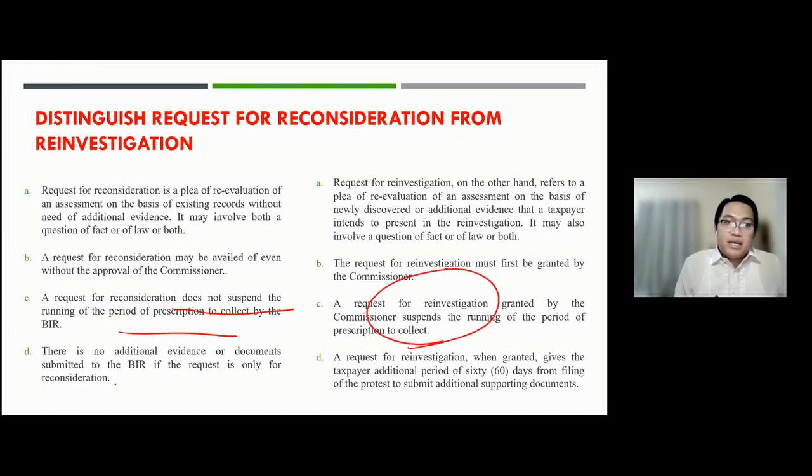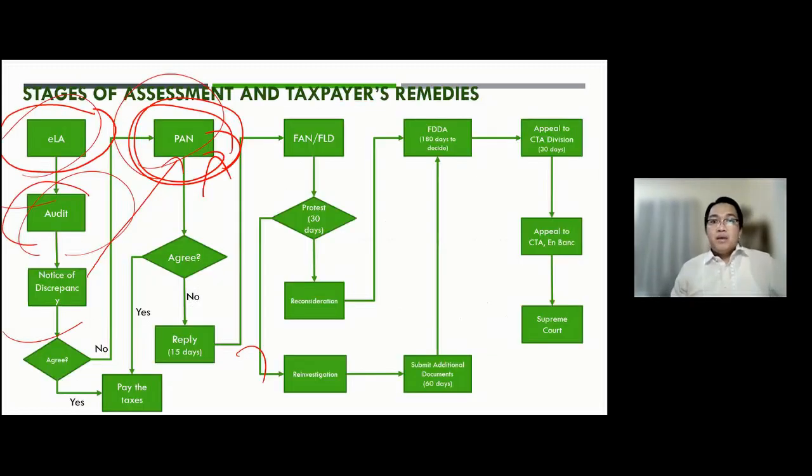Sa reconsideration, no need to submit additional evidence. Okay? Sa reinvestigation, 60 days to submit additional evidence. Okay? And upon the submission, may 180 days ang BIR to decide. At kung hindi pa tapos ang 180 days ng BIR to decide at wala pang decision, huwag ka na namang aakyat sa CTA. Failure to exhaust administrative remedy na naman yan. I-dismiss lang yan. Premature.